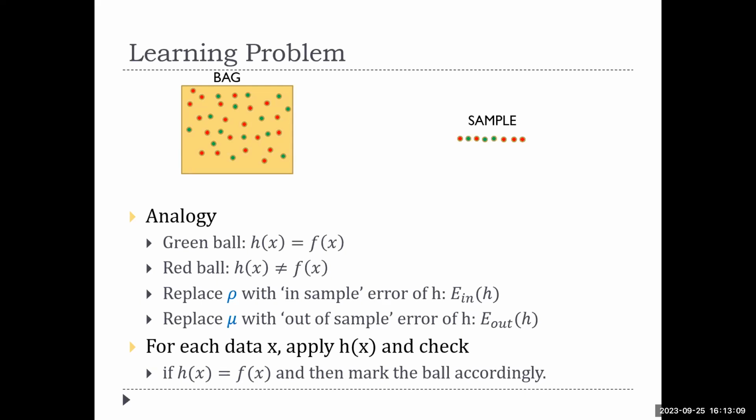If I look at this now, green balls mean the classification result is the same as the ground truth, the original label provided to you. A red ball means your classification result is different. That's what it means.